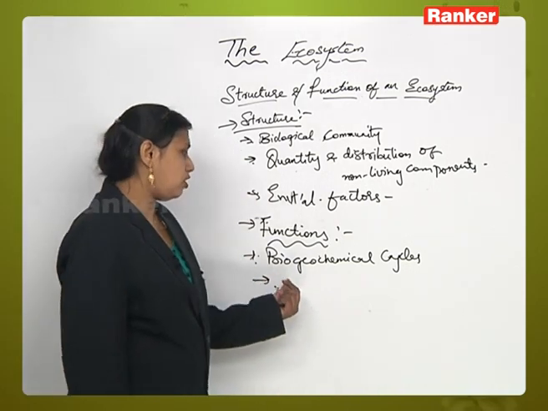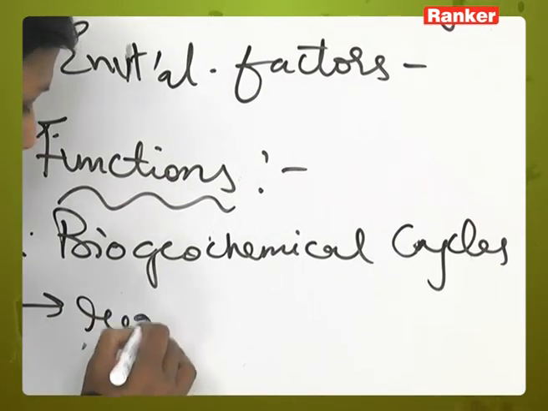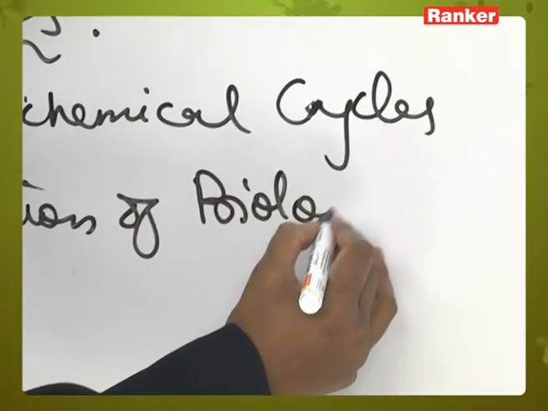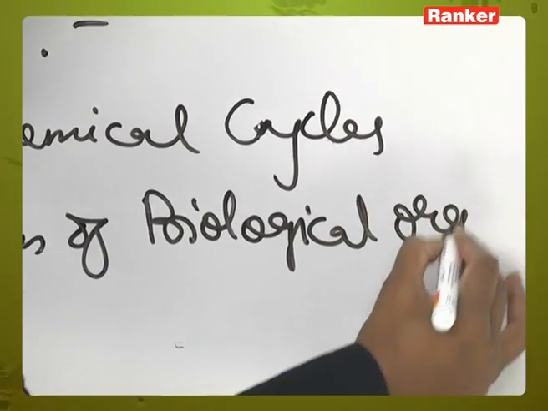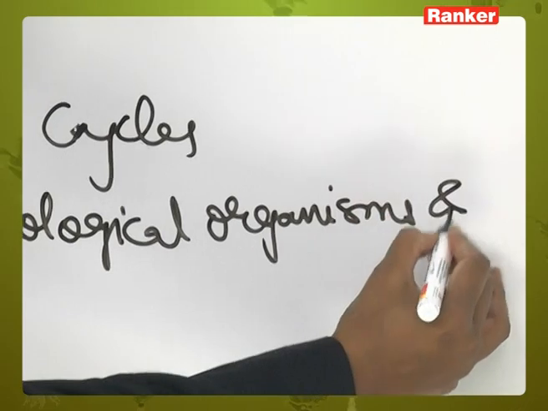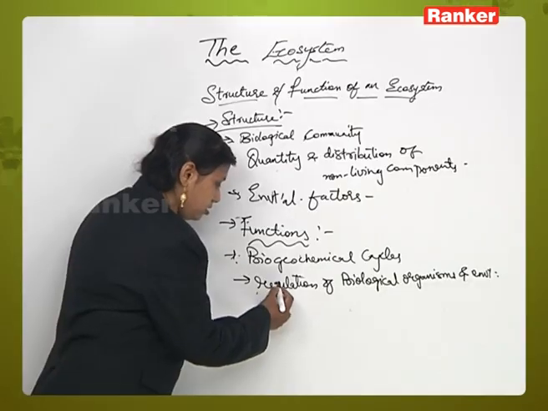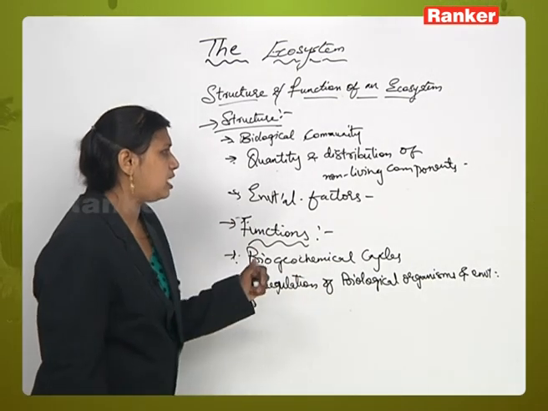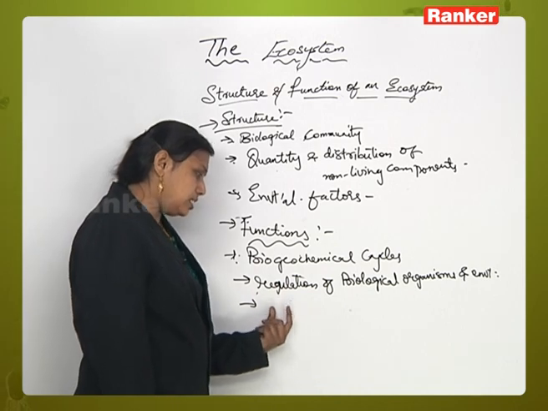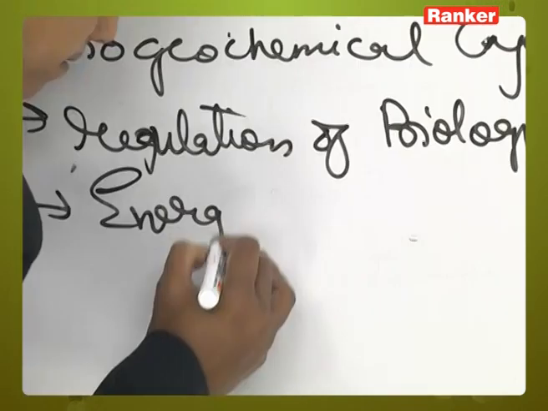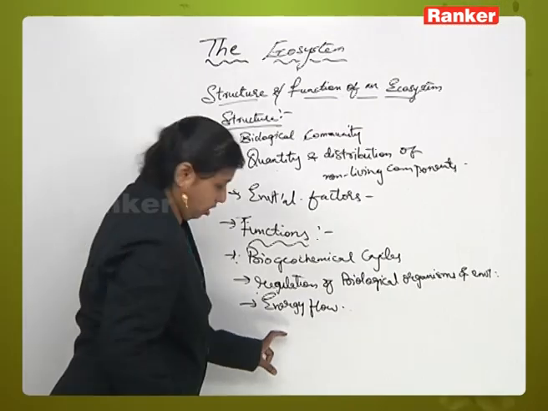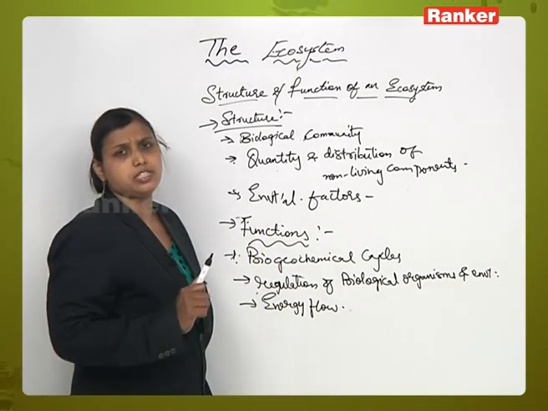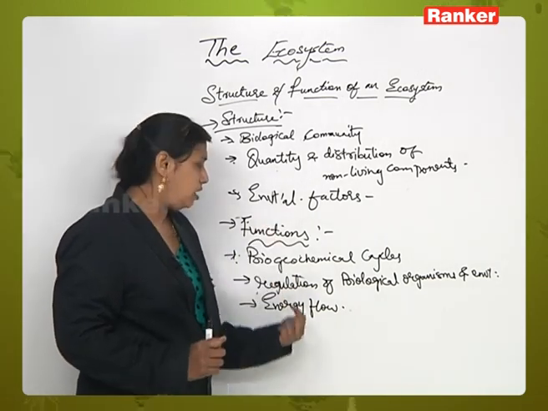It is also called the rate of nutrient cycling. Next, another one is regulation of biological organisms and environment. This can be studied here, and also we will study the rate of all the physiological activities which are occurring, the rate of biological energy flow. Rate of energy flow in a particular ecosystem at each trophic level can be studied under the functional aspect of the ecosystem.